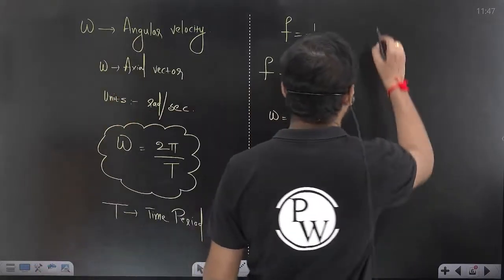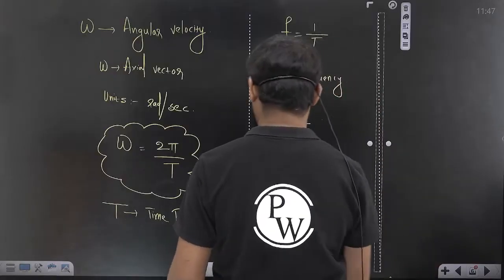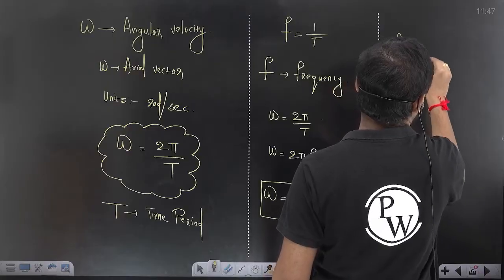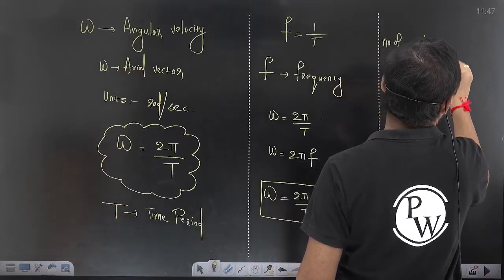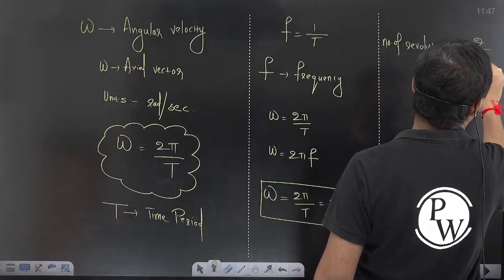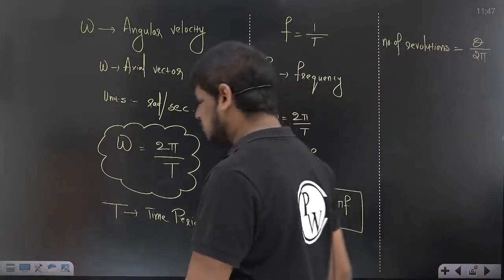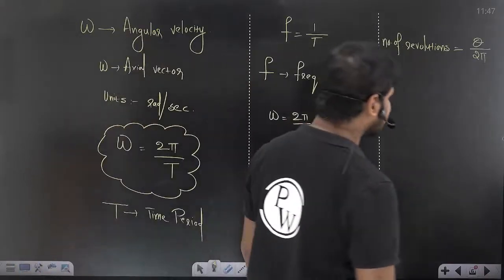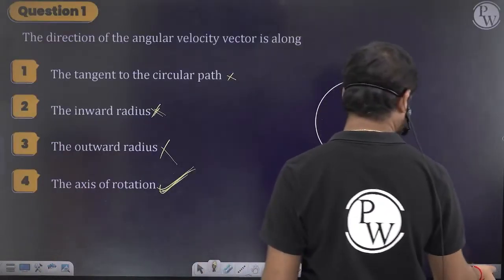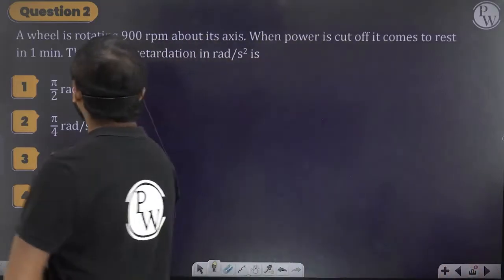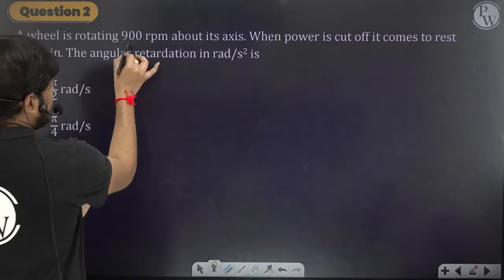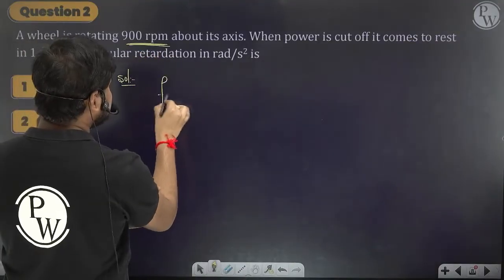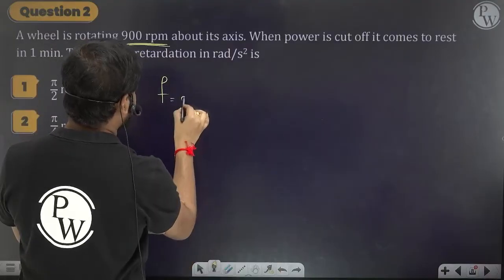And then, what is the number of revolutions formula? We have discussed this in circular motion. Theta by 2 pi: the angular displacement divided by the total displacement to complete one revolution, which is 2 pi. So theta by 2 pi is the number of revolutions that we get. Clear, guys? So this question is done. Now take this question. A wheel is rotating at 900 rpm. What is this 900 rpm? It's a frequency. So the frequency is given as 900 rpm.